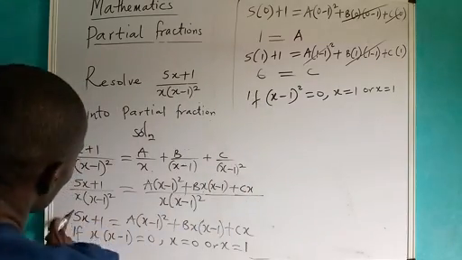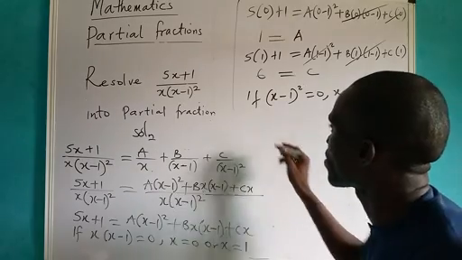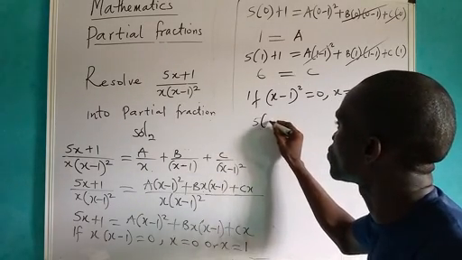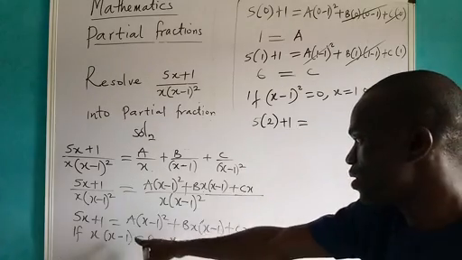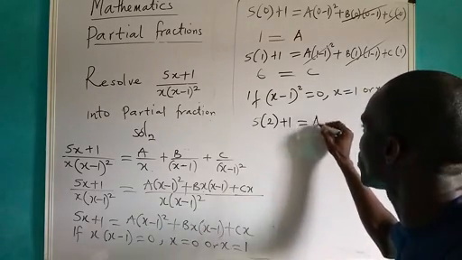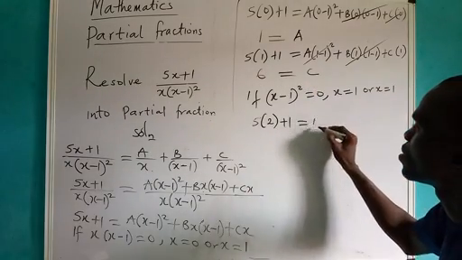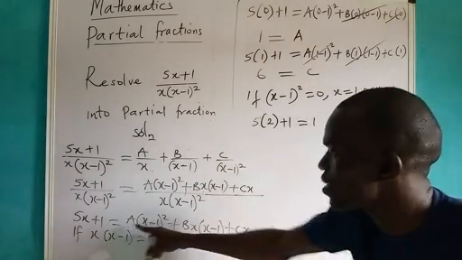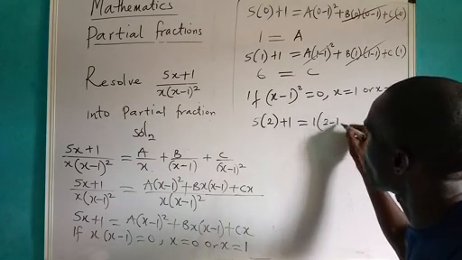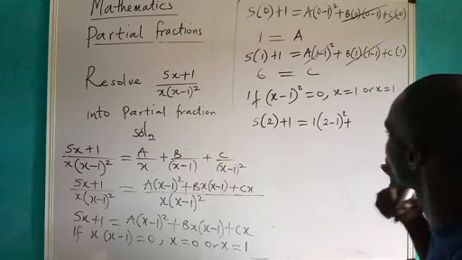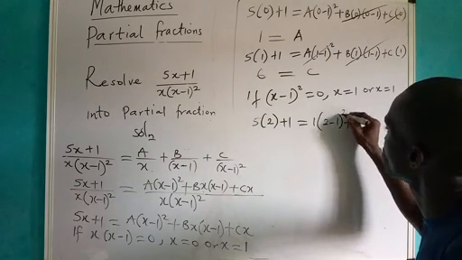I will put 2 into this very equation. I will now have 5 open bracket 2 plus 1 equals, now what will be the other one there? A. What is our A? We already obtained our A. A was 1, which means whenever I have A there, I will put 1. And here I will put 2 minus 1 squared, plus, here will be squared.